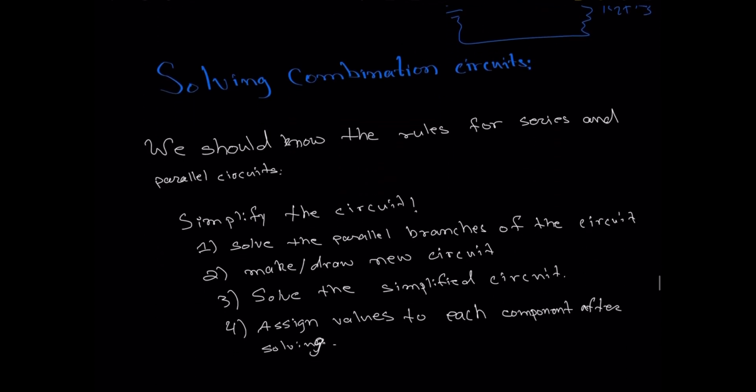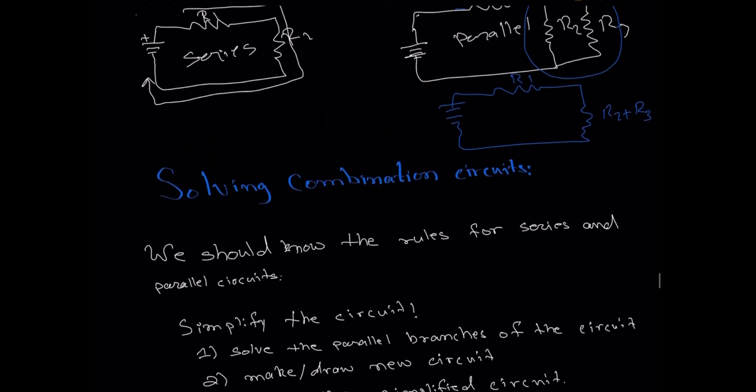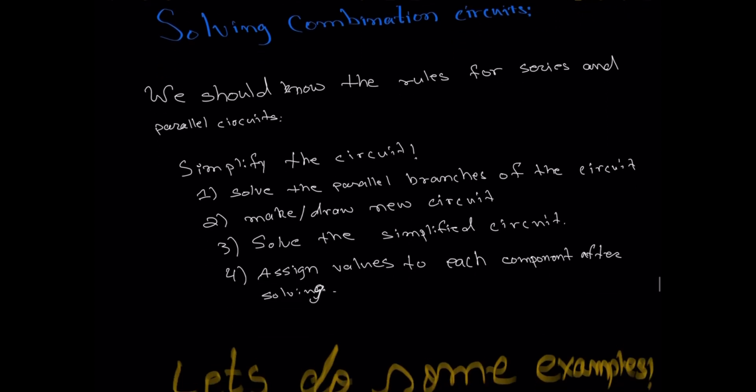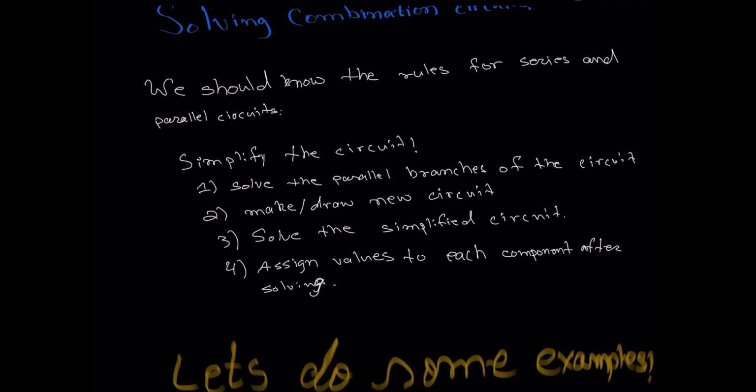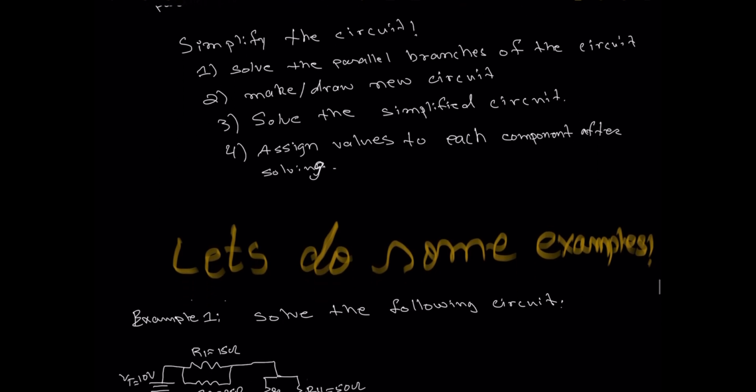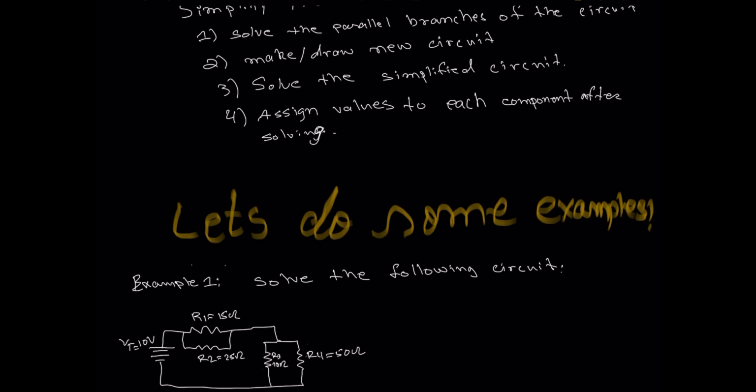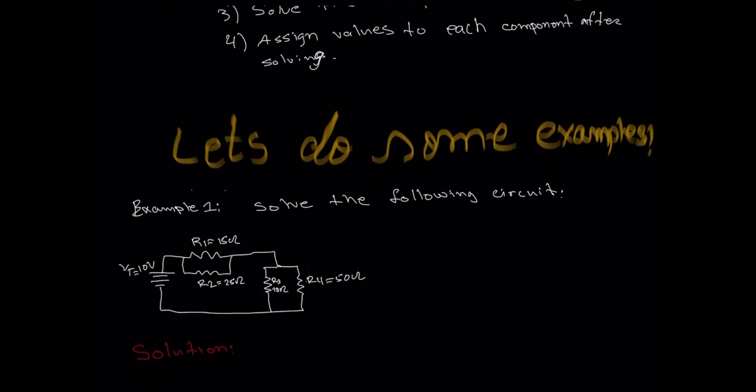Solve the parallel circuit, then draw new circuits, which we just did. Solve the simplified circuit. Then once you simplify this one, you have to find the value of whatever is missing, and assign new values to the component after solving. This will make sense once we solve this example here. So let's move on to the example.